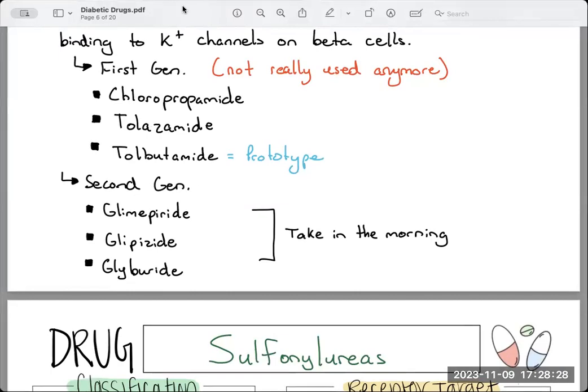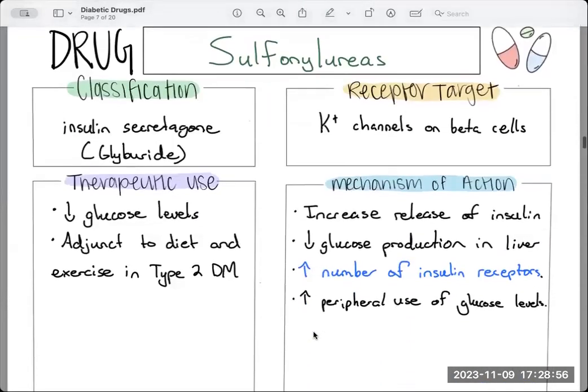Second generation is the ones that we see more, which is the ones I would say to focus on for your exams, which include glimepiride, glipizide, and glyburide. They all start with G and all end in ide, if that helps you remember this class of drugs. And you want to take these in the morning because, like I said, you take this medication, and then 30 minutes later, you have your food. Why? Because there's always the risk of hypoglycemia, especially with this class.